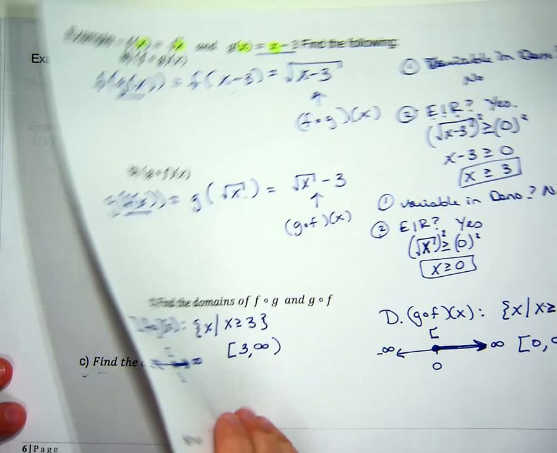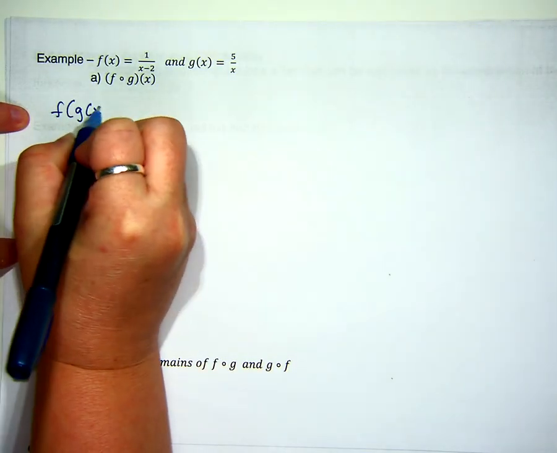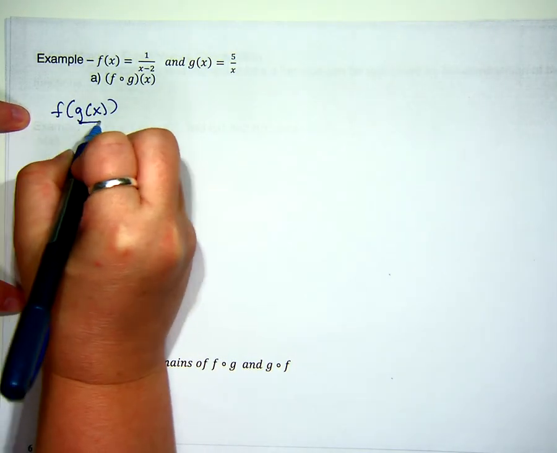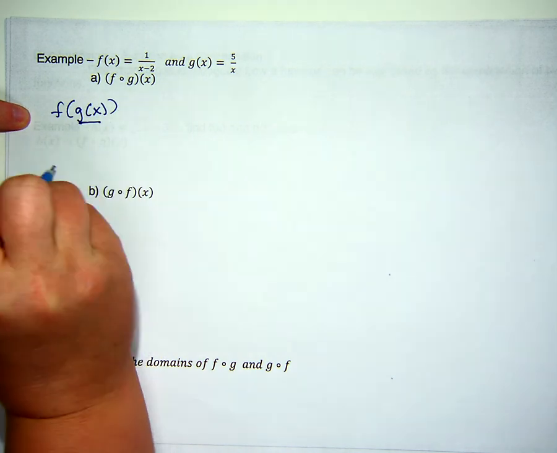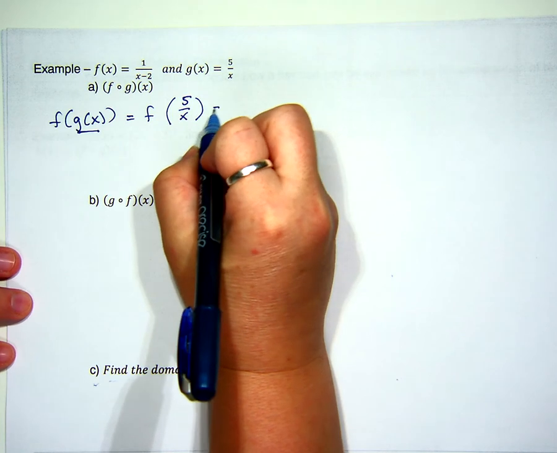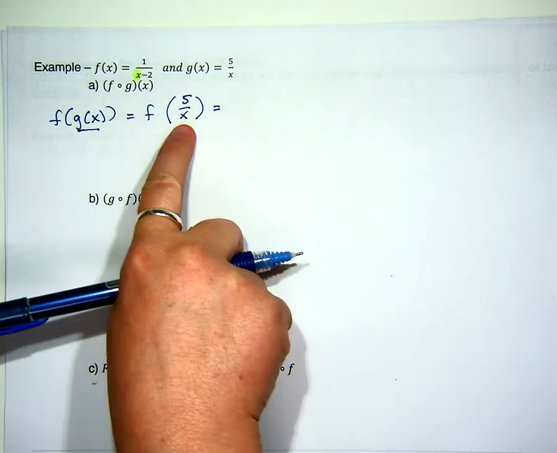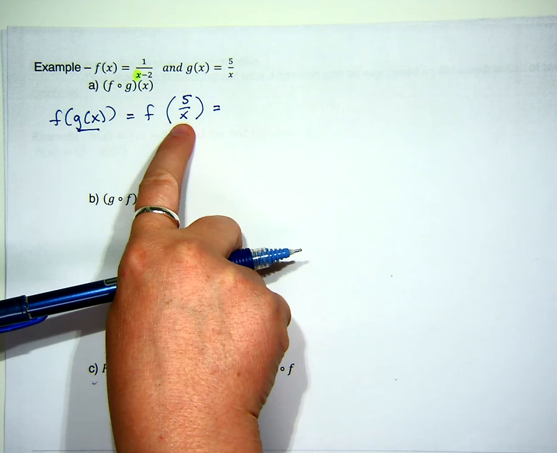Let's do one more example. We want to work with f of g of x, that's f of g of x. F of x over 5. So that's going to mean that everywhere in my f function where I have an x, I replace it with x with 5 over x. So I have 1 over 5 over x minus 2.